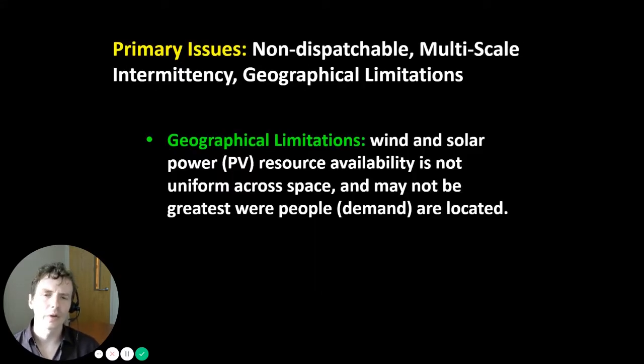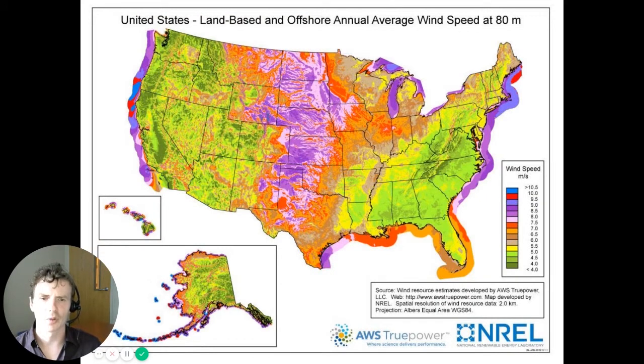So one of the other really important challenges that relying on variable wind and solar raise has to do with geographical limitations. We've talked about this a little bit before, and this has to do with the fact that wind and solar resource availability is not uniform across space. And it may not be greatest where people, which is the demand for electricity, are actually located. And so we've seen this figure before.